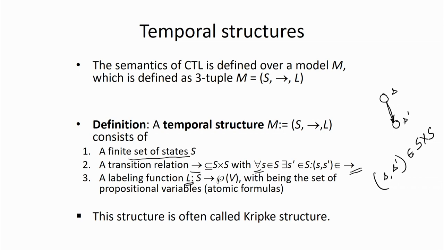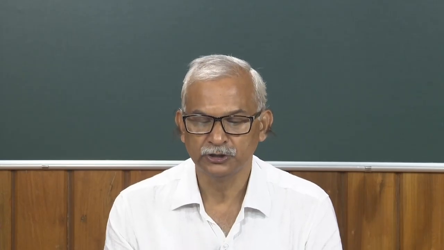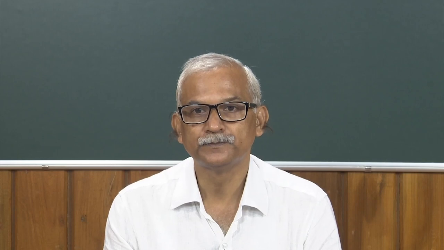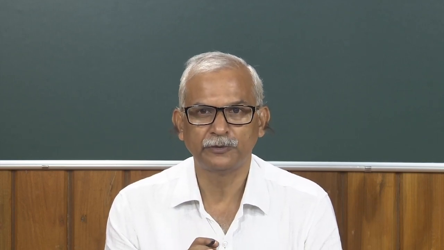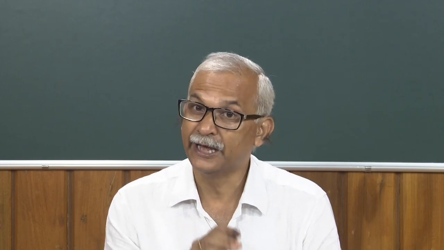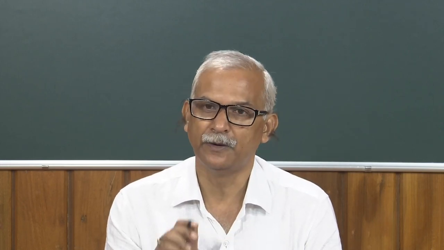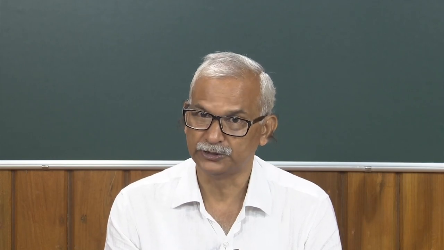So, what is this? L is a function from the set of states to the power set of P. And what is P now? P is nothing but the set of atomic propositions, because we are going to work with a set of atomic propositions, whose truth values will be either true or false. So, we have a labeling function. If a particular atomic proposition is true in a particular state, then we label this particular state with the help of that atomic proposition.